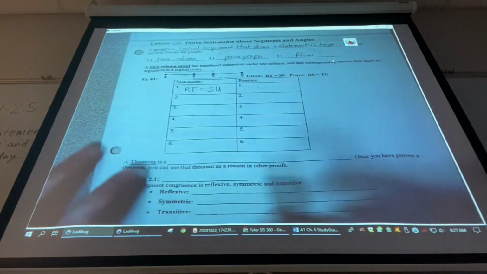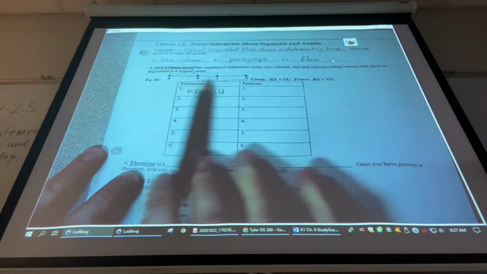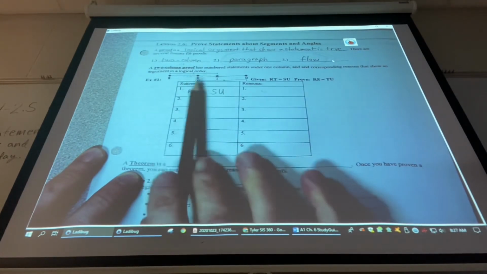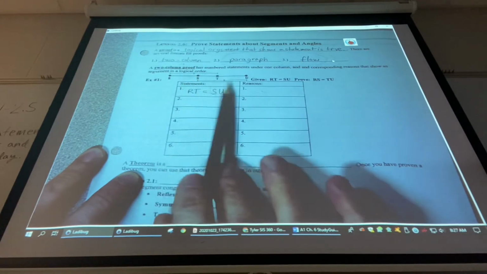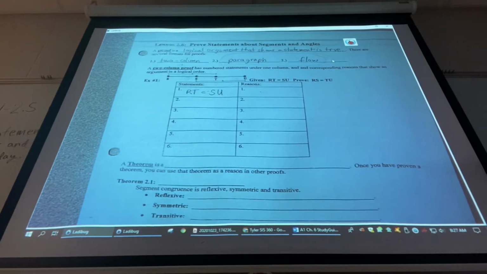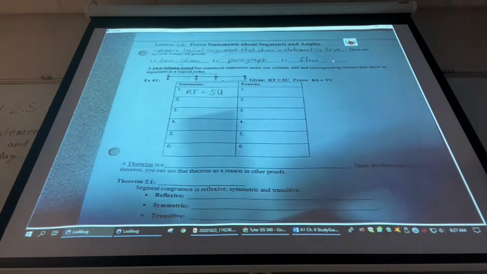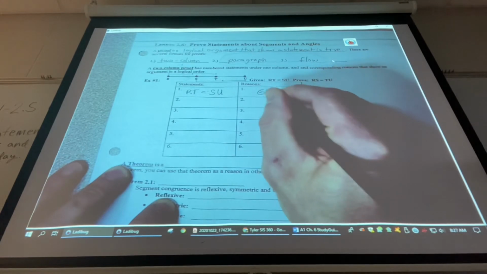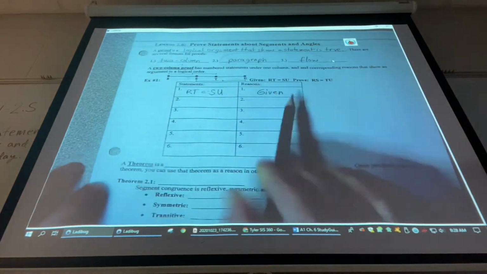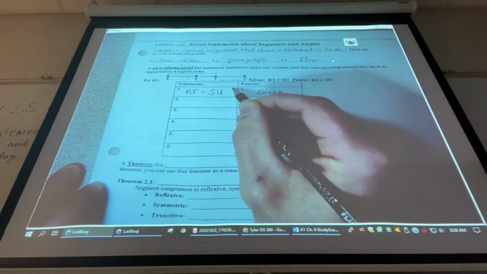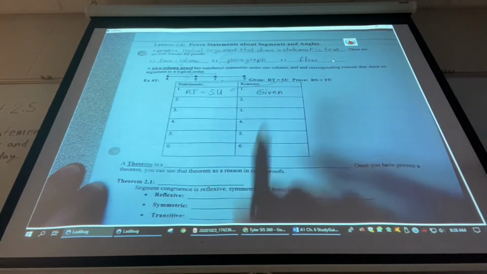Now, if your given is just a picture, you may have to infer things. If you see tick marks, you're going to say, oh yeah, RT is equal to SU, that was given in the picture. You may have to observe some things. And then your reason for this is what? Given. Yeah, it was given. So we should always start with this. Always start by putting that there and writing our reason is given.